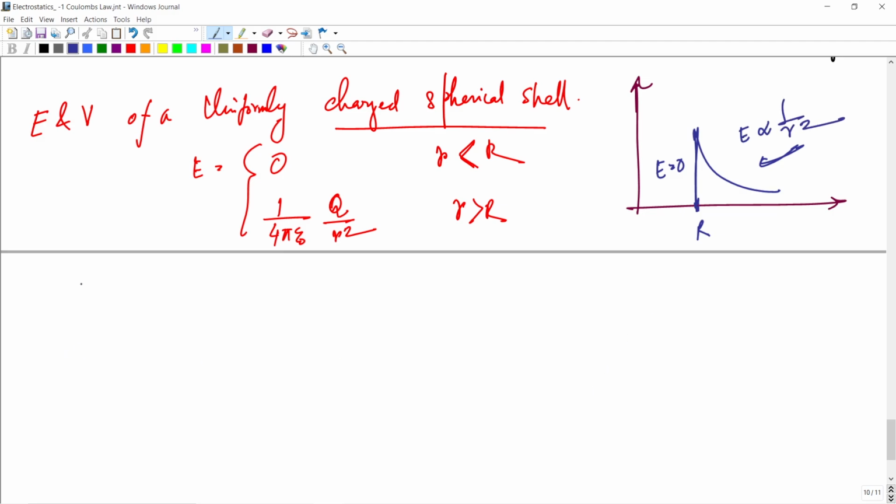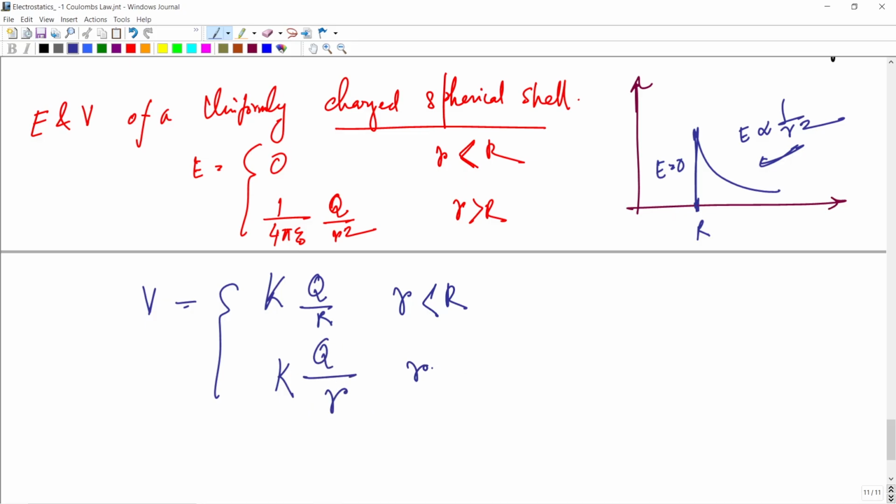So what is the potential? The potential is the constant kq over R when r is less than R, and kq over r when r is greater than R. If the electric field is E, and the potential is represented by V, the potential looks like this: flat and constant inside. If the electric field is zero, the potential is constant.